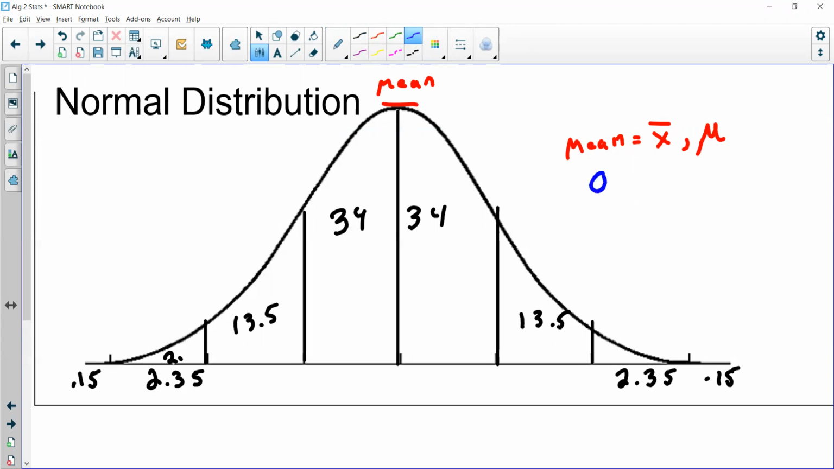The standard deviation. Standard deviation is a new word that we haven't used before, and that looks like this symbol. It's called sigma, like an O with a hat. I'm going to stop right here. I just want to get this down so you could copy this.